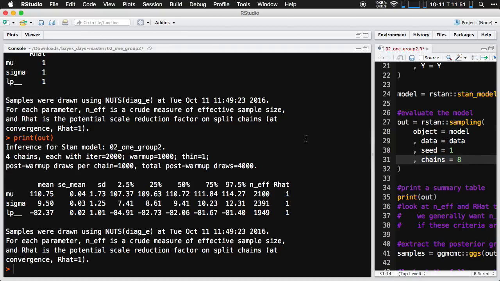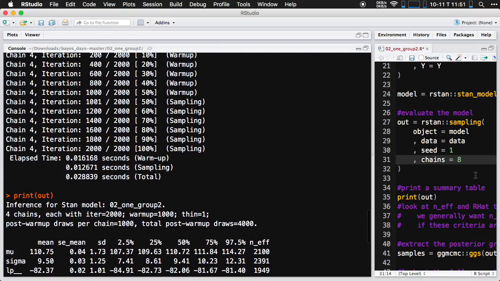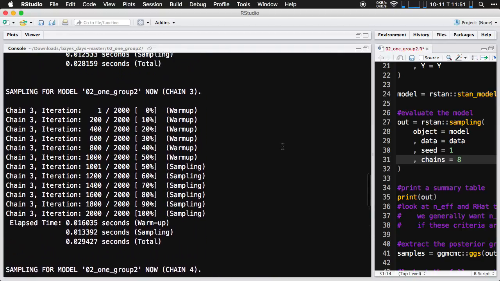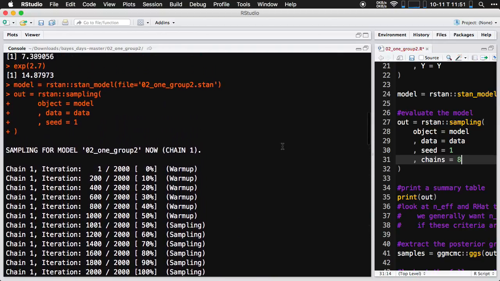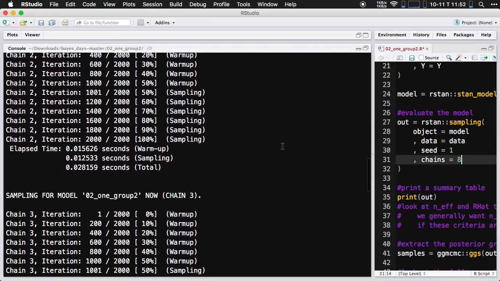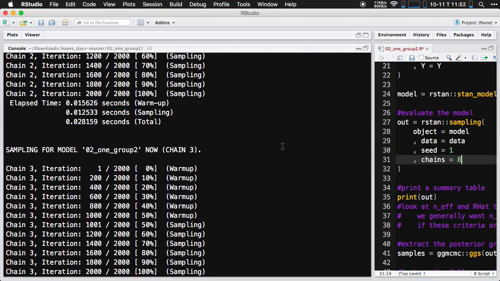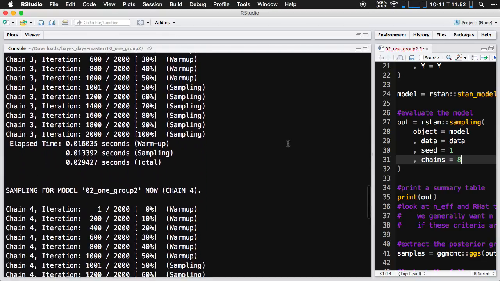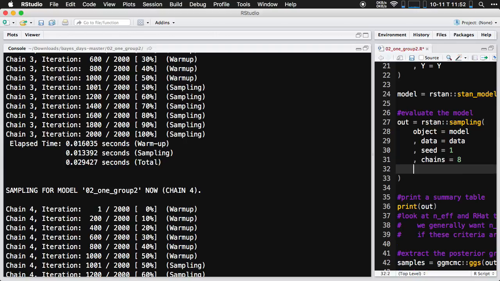Now, the way it's set right now, it's actually not going to try to do all the chains at the same time. It's going to do them one after another, as you see here in the output. If you have a multi-core computer, like I think most computers are these days, you can actually tell it to do, come on, there we go.